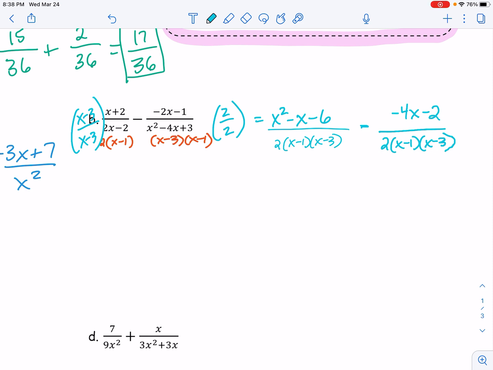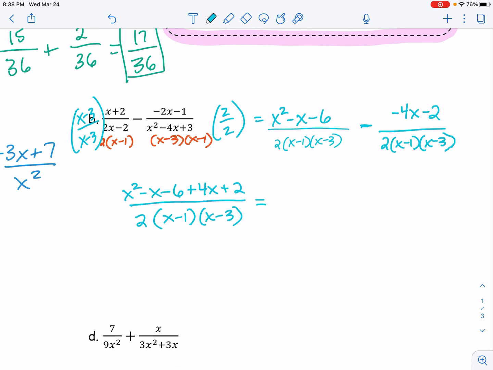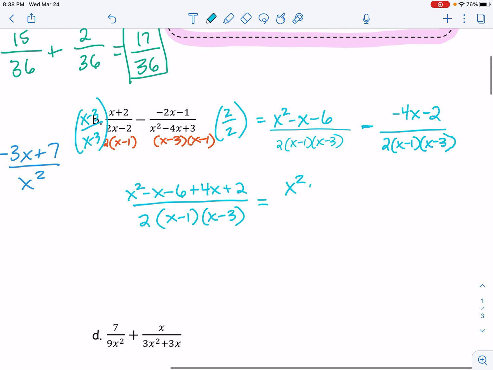Now that the denominators are the same, all I need to do is combine the numerators. Again, be careful here. You are subtracting this second fraction. So my quote-unquote answer is going to have this same common denominator, and it's going to be x squared minus x minus 6 plus the 4x plus the 2, because I'm minusing a negative, right? So if I combine like terms, I get x squared, plus 3x, and then minus 4, over my 2 times x minus 1 and x minus 3.